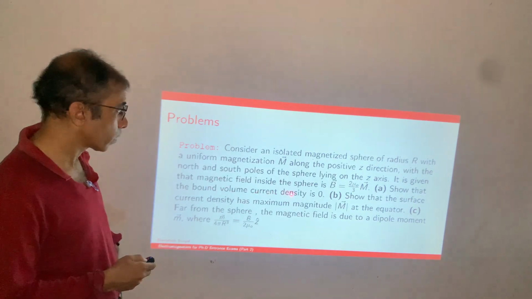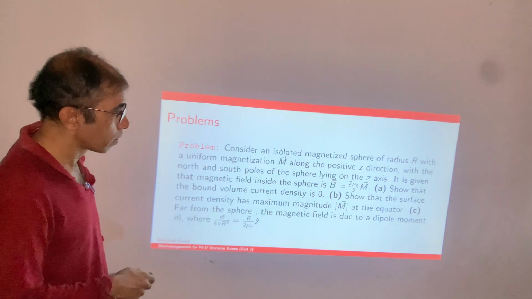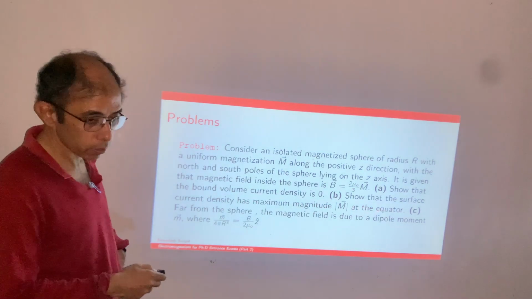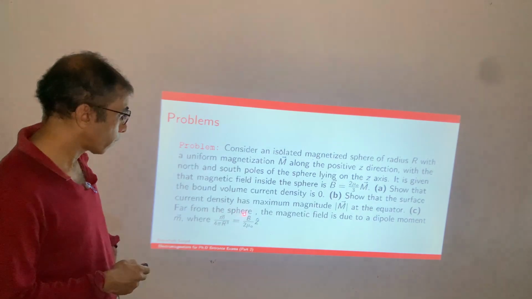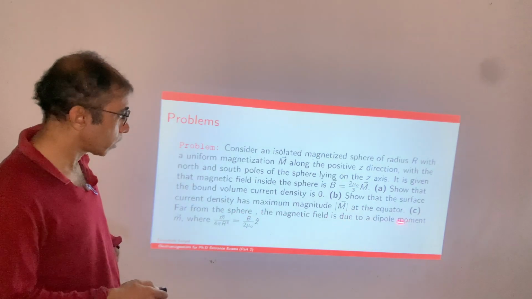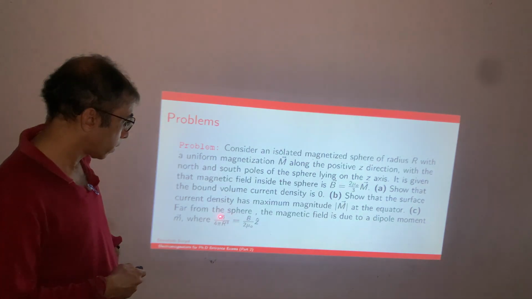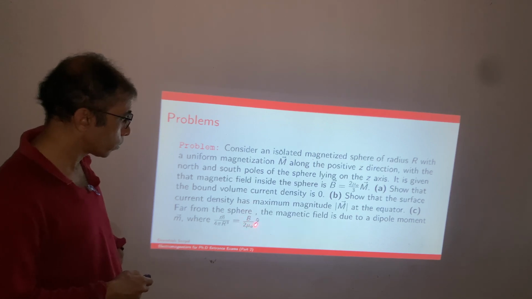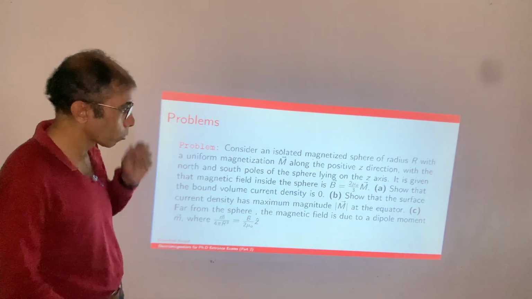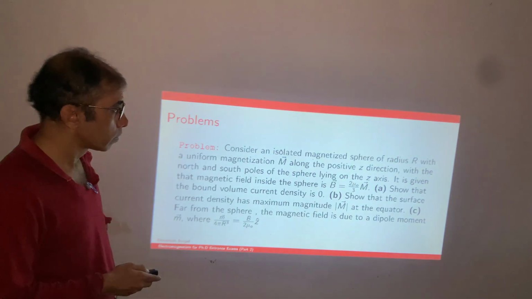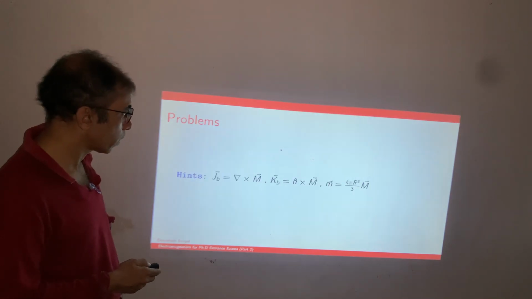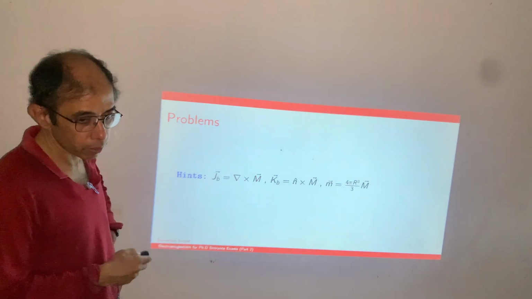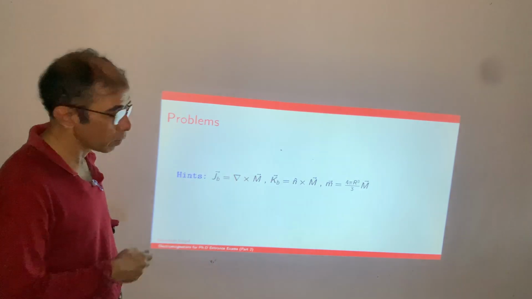Show that the bound volume current density is 0. Show that the surface current density has maximum magnitude at the equator. And far from the sphere, the magnetic field is due to the dipole moment, where m/(4πr³) is equal to B/(2μ₀) ẑ. So what is the volume current? The bound volume current is given by curl of M. Here M is uniform and in a particular direction, so curl of M will always be 0.